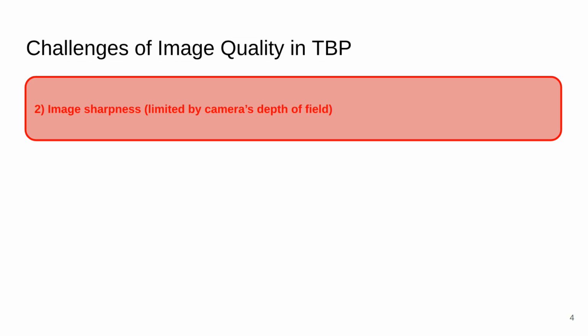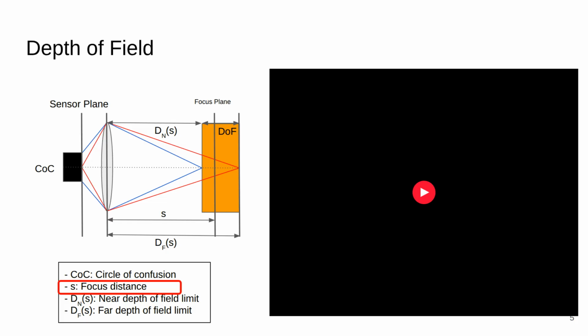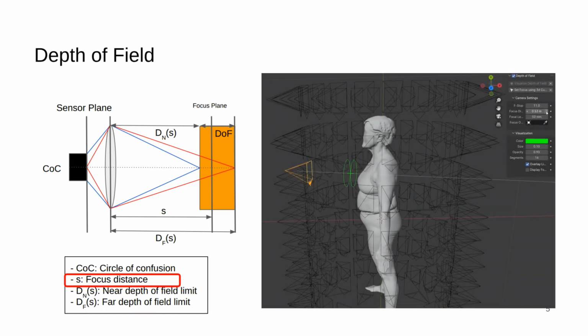What does it mean? To understand this, we need to talk about what depth of field is first. Given an acceptable circle of confusion, for a given focus distance, we can compute the near and far depth of field limit. Only for the object that's within this depth of field, the orange range inside the figure, would it appear sharp in an image. The right-hand side is an animation demonstrating how depth of field changes with changing focus distance.